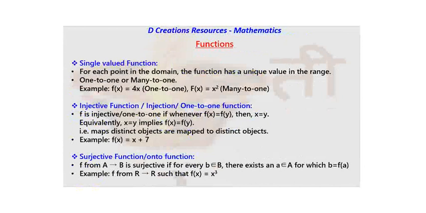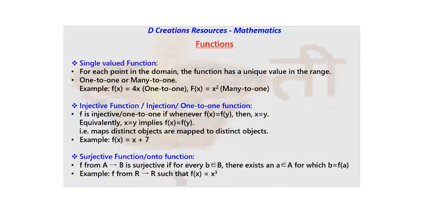So take any numbers. If you take x as 3, f of x will be 10. If x is say minus 10, f of x is going to be minus 3, and so on and so forth. So the image is unique, or in other terms, if you take distinct objects, they are mapped to distinct objects. So distinct elements from a domain are mapped to distinct elements from the range. So that is an injective function or a one-to-one function.